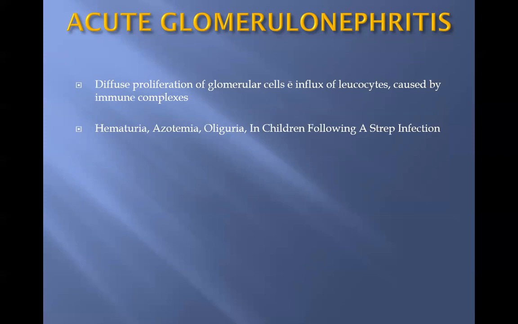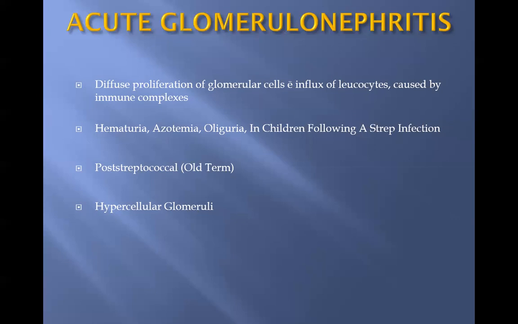What happened here? There is diffuse proliferation of glomerular cells with influx of leukocytes caused by immune complexes. So immune complexes are there, which are deposited probably beneath the visceral epithelium to form a hump. There will be hematuria, azotemia, oliguria in children following group A beta hemolytic streptococcal infection. Okay. So the old term is post-streptococcal glomerulonephritis, which we now don't use.